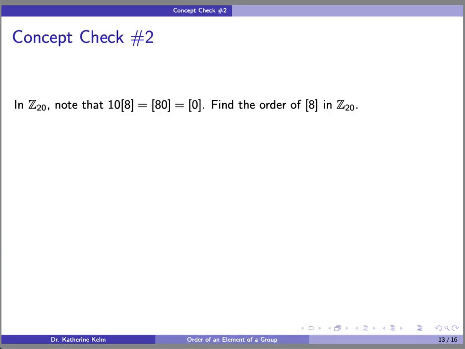Here's our second concept check. In Z20, we can note that 10 times the class of 8 is the class of 0. Use this information to find the order of the class of 8 in Z20. So pause the video and come back when you have an answer.